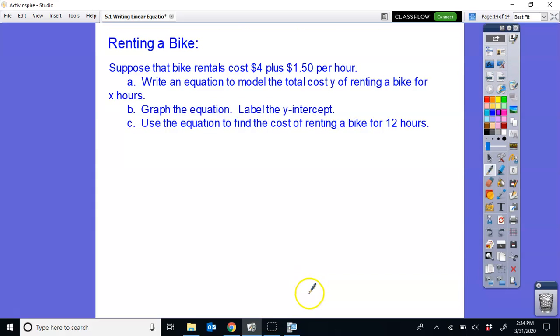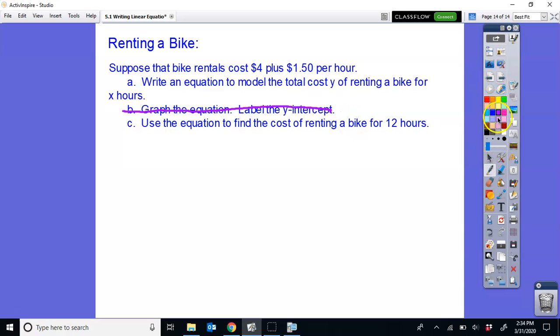All right, here's another one for you to try. Think about this, like going on the Doodle Trail or something, and you're going to rent a bike. It says, suppose that bike rentals cost $4 plus $1.50 per hour. All right, so see if you can write your equation. Don't do part B here. Then use the equation to find the cost of renting a bike for 12 hours. We're going to look at a slightly different question on this one too after you try it. So pause it and try it.